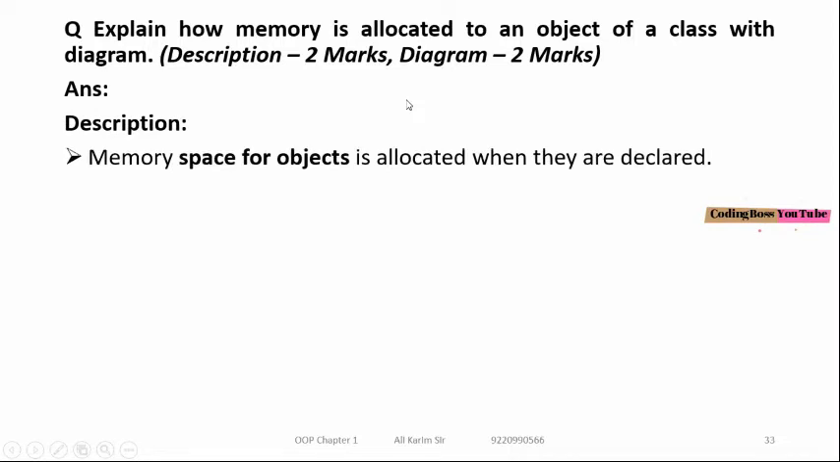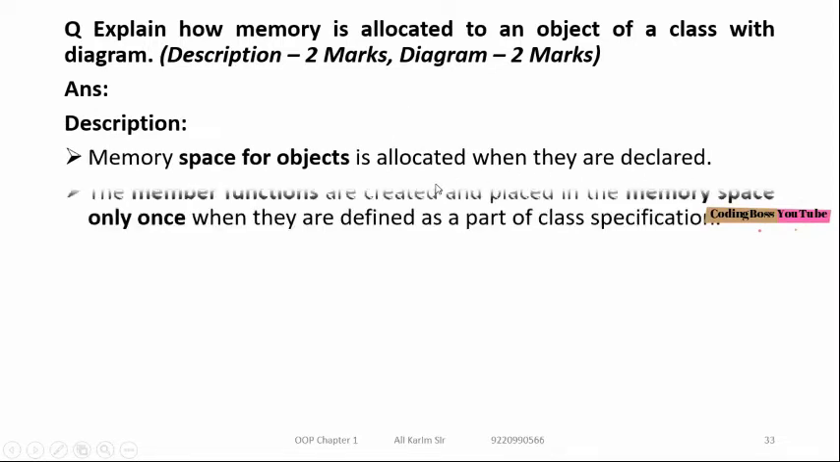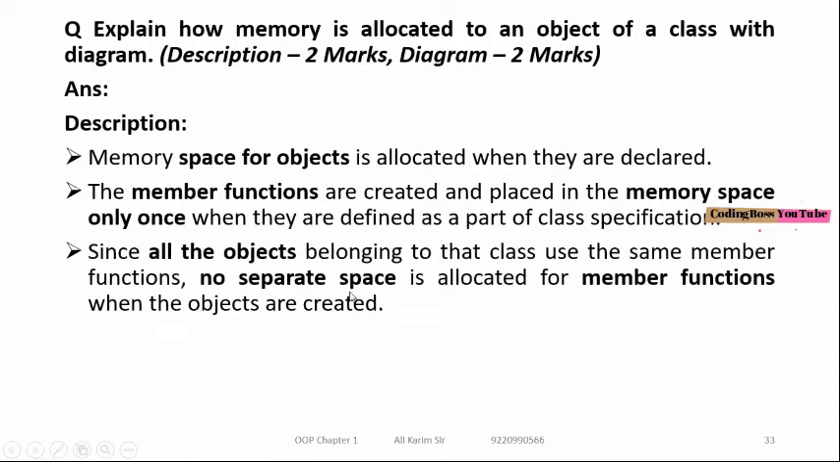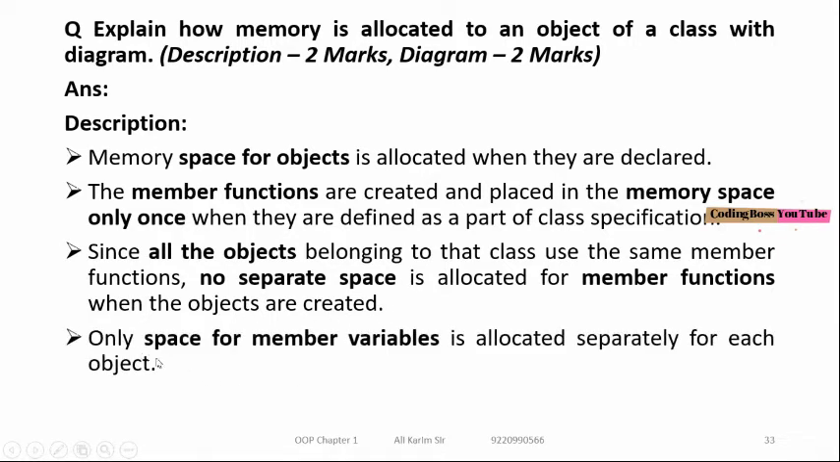Let's see a theoretical statement. Memory space for an object is allocated when they are declared. The member functions are created and placed in a memory space only once, when they are defined as a part of the class specification. Since all the objects belonging to that class use the same member function, no separate space is allocated for the member function when the objects are created. Only space for a member variable is allocated separately for each object. Let us understand what this whole line actually means.